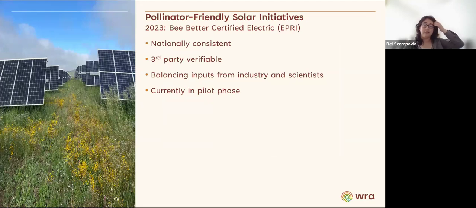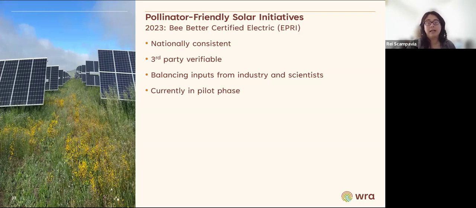Now, this is something that I just learned about, and I don't have a lot to say about this right now, but EPRI, which is a nonprofit, is currently working on a Be Better certified electric program. And this is different than the pollinator scorecards. So there are basically a series of management and planning requirements that the solar farms need to meet. And the idea is to have something that is nationally consistent, that's third-party verifiable, so somebody other than the solar farm operator, EPRI, and the organizations that have helped to make these guidelines can verify that the solar farm qualifies to participate in this certification.